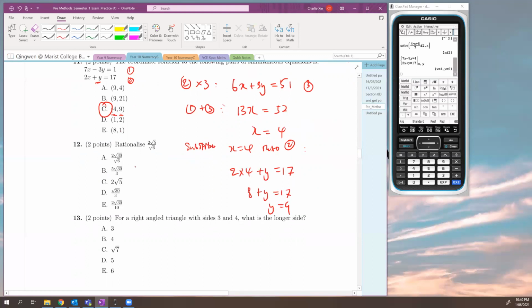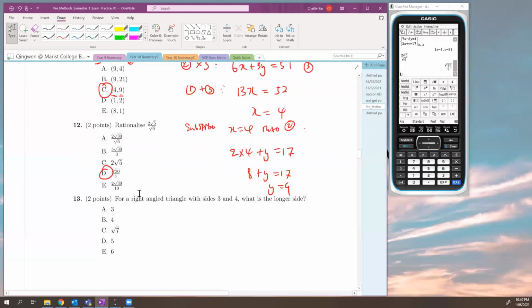All right, question 12. Rationalize this one. To rationalize, again, you can just do it in your calculator. So that's a fraction: 2 root 5 over root 6. Press exe. I'm just going to show you the answer straight away. See. Okay, now do it by hand.